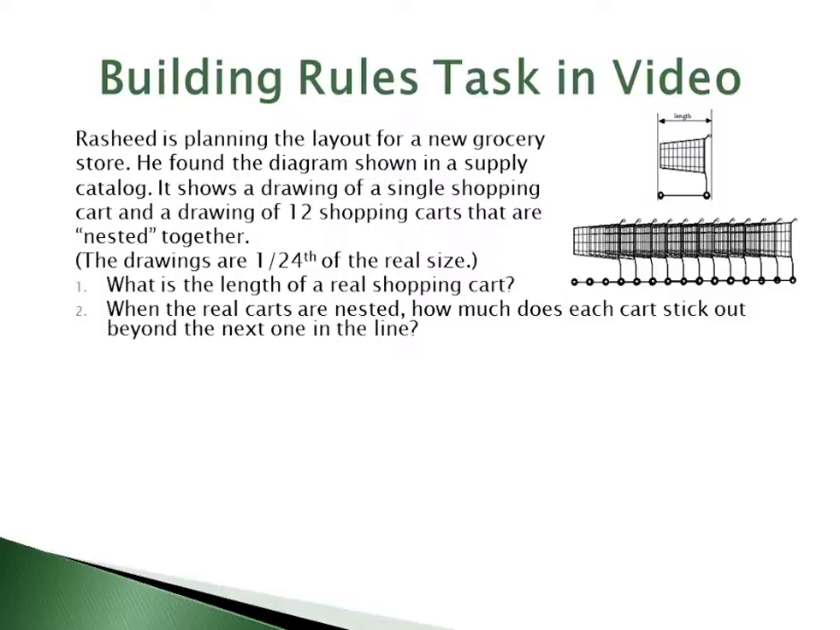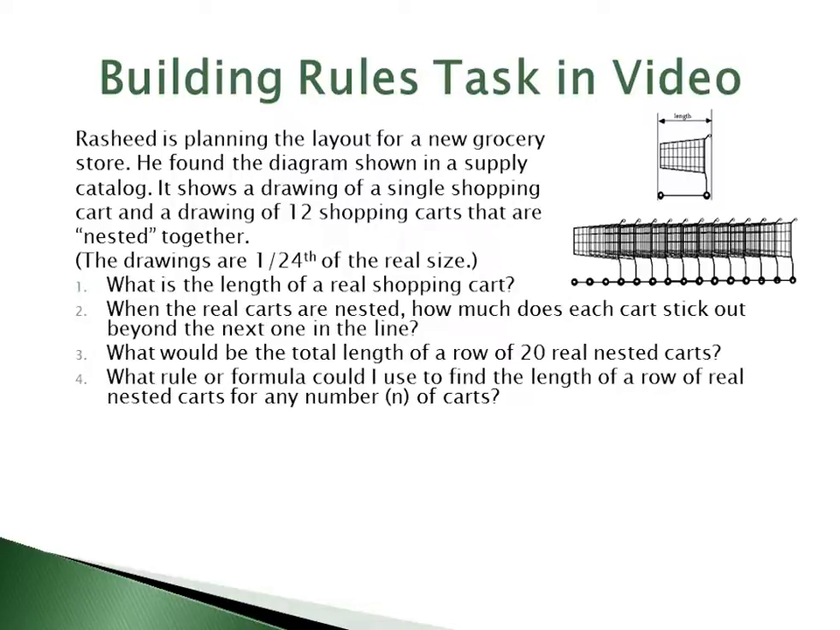Number 2, when the real carts are nested, how much does each cart stick out beyond the next one in the line? Number 3, what would be the total length of a row of 20 real nested carts? Number 4, what rule or formula could I use to find the length of a row of real nested carts for any number n of carts? Number 5, how many real nested carts could fit in a space 10 meters long?